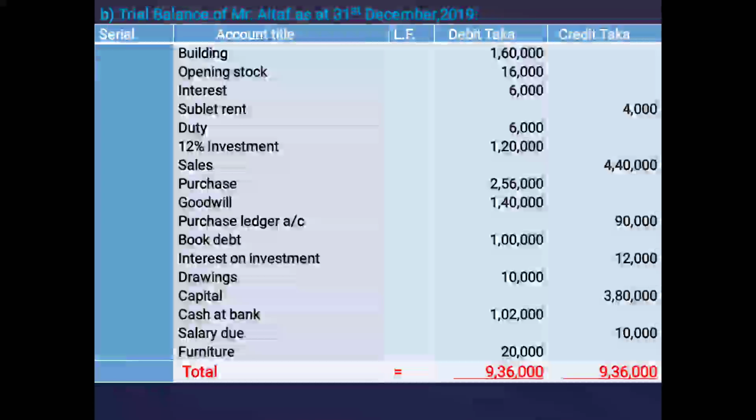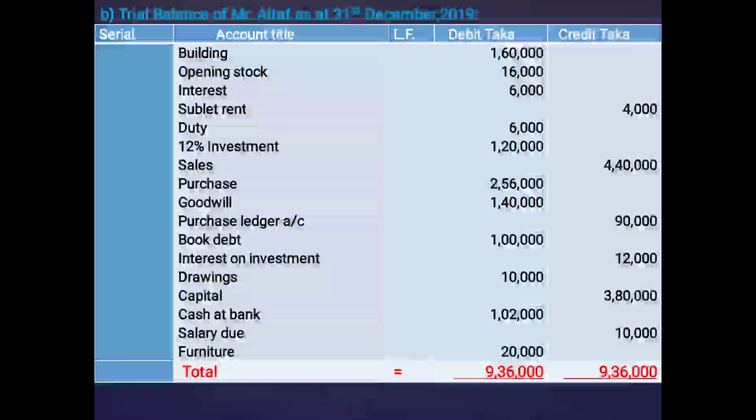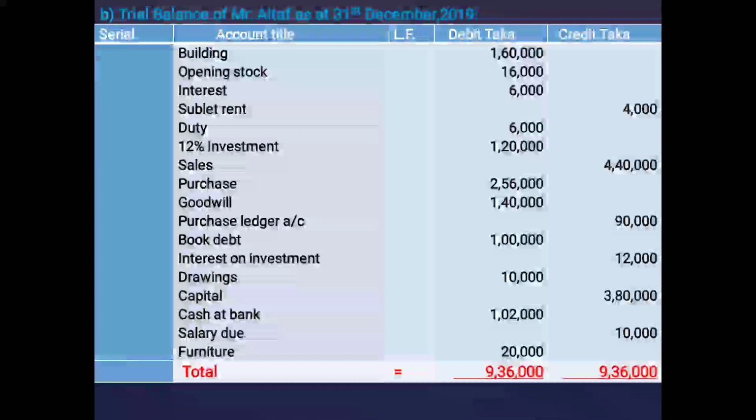Book debt, that is the amount of receivable, that is accounts receivable or debtors or sales ledger account. Accounts receivable is one kind of current asset, so it is written on the debit side of the trial balance for taka 1 lakh. Interest on investment, one kind of capital expenditure, but it is interest. All the time it is revenue income, so it is recorded on the credit side of the trial balance for taka 12,000.